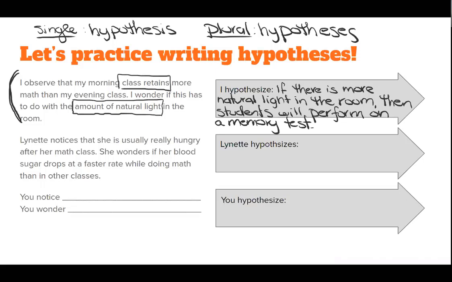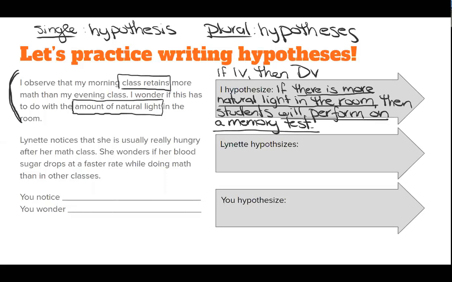In there is an independent variable and the if and the then. So the if will be my independent variable, so an increase of natural light in the room. And then the dependent variable is going to be how I think that it'll be affected. So that's the then. So the students' performance on my memory test. So an independent variable could be the cause and the dependent could be the effect.